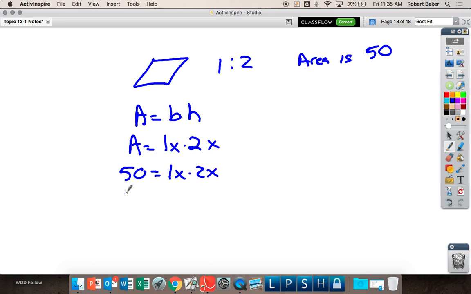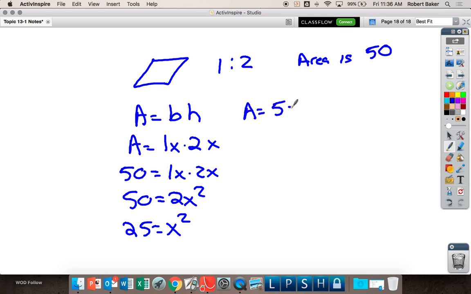2x squared. Cut both sides in half. 25 equals x squared. The square root of 25? 5. One times 5 is 5. 2 times 5 is 10. Boom.